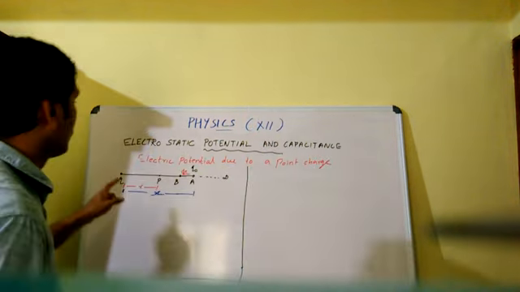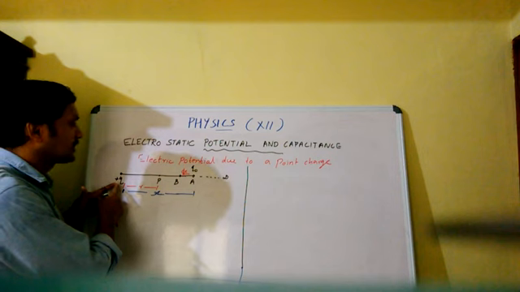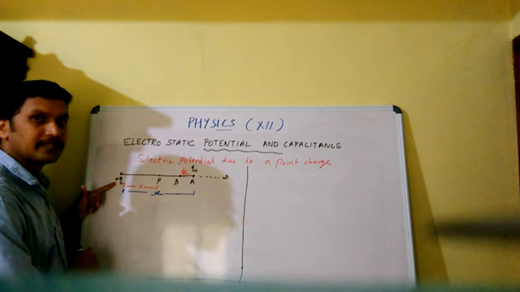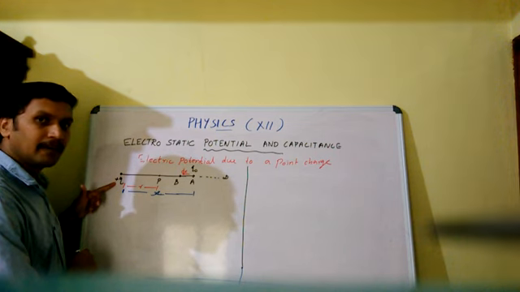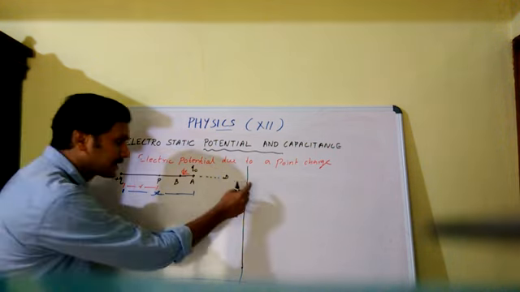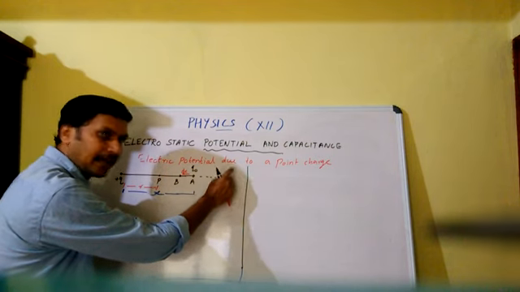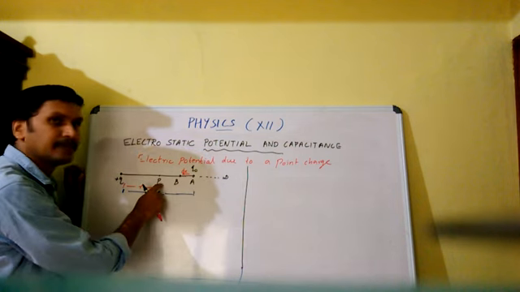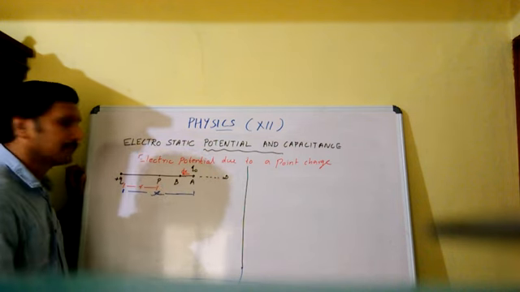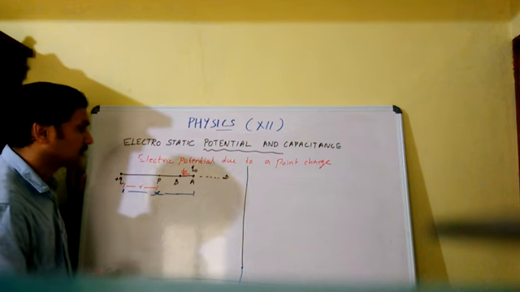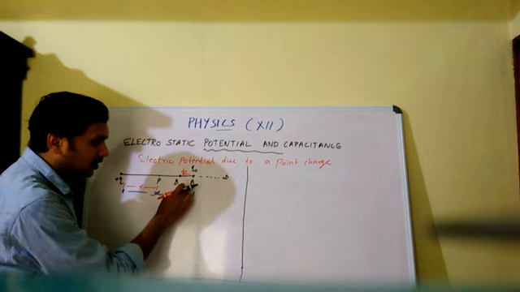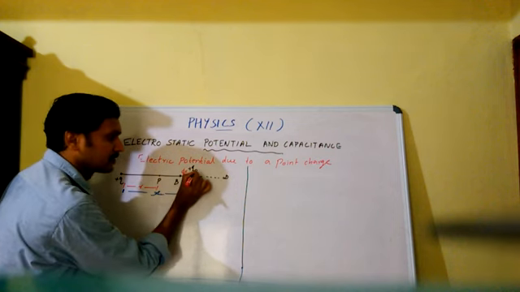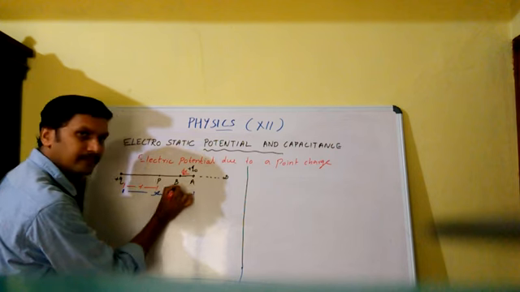Our aim is to find the potential due to this positive charge at a point P, which is at a distance r from our point charge or source charge. By definition, we have to calculate the work required to bring a unit positive test charge from infinity to the point P. That will be the potential at the point P. So first we are finding the work required to move a small positive test charge Q0 from A to B.